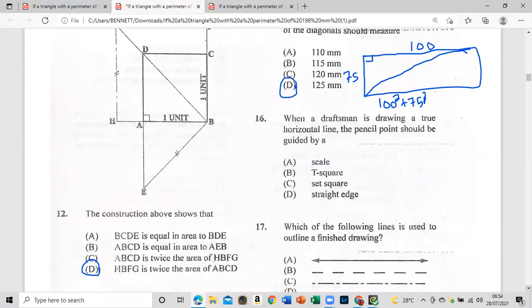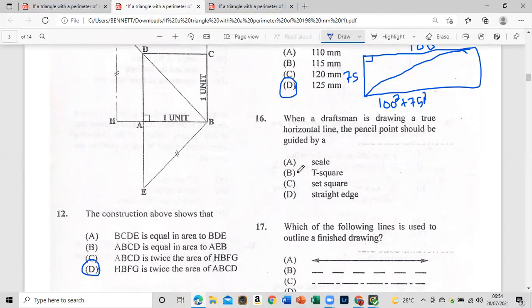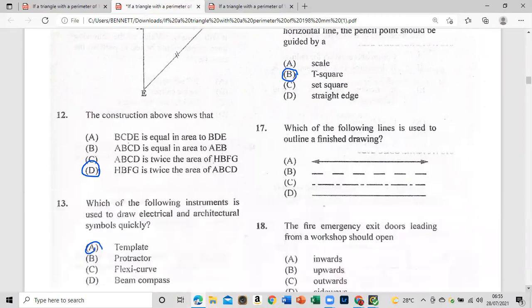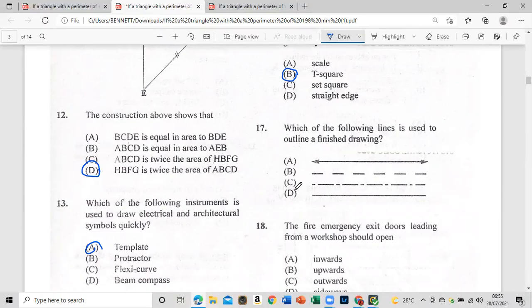All right, 16. When a draftsman is drawing a true horizontal line, the pencil point should be guided by, is it the scale, the t-square, the set-square, or the edge? And that is your t-square. Number 17. Which of the following lines is used to outline a finished drawing? And that would be D, the thick one, and it's not broken.